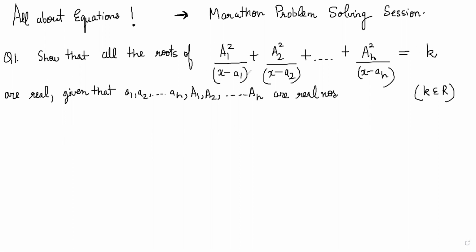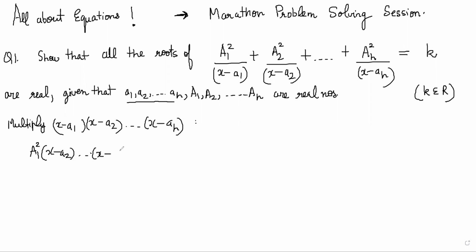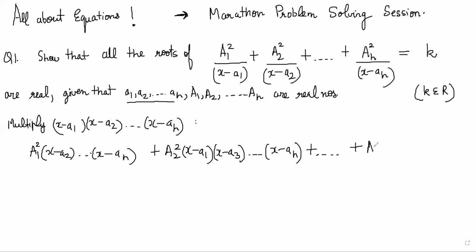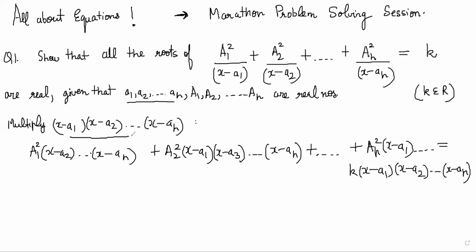Show that all the roots of this equation are real, given that these constants small a1 to small ah and capital A1 to capital AH are real numbers. First we'll realize what kind of polynomial equation this is. We can multiply both sides of the equation by x minus a1, x minus a2, and so on till x minus ah in order to remove the fractions. If we do that multiplication, we get something like this: a1 square times x minus a2 to x minus ah, plus a2 square times x minus a1, and the missing factor is x minus a2, so we continue with x minus a3 till x minus ah, and so on. You'll get terms till ah square times x minus a1 and so on, equal to k times x minus a1, x minus a2 till x minus ah. So I'm multiplying both sides by this.